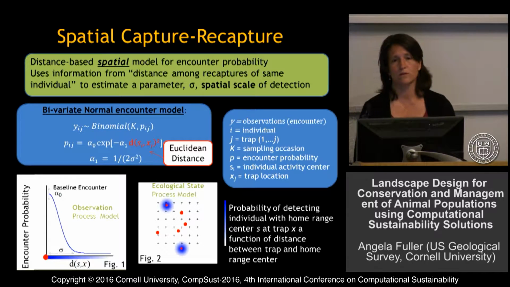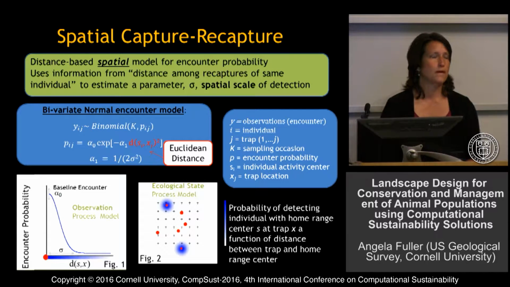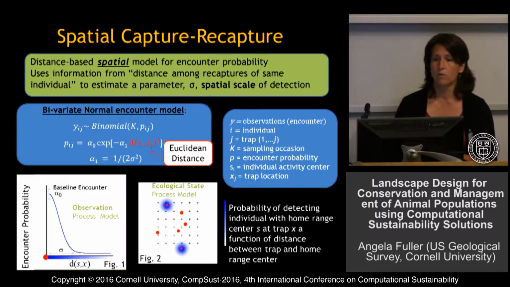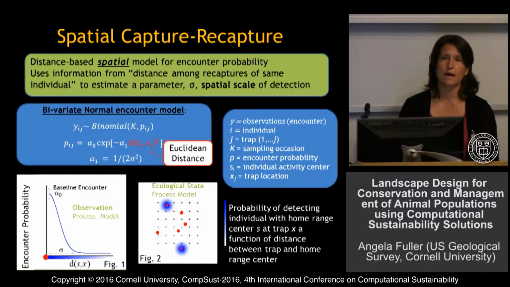So a brief overview of spatial capture-recapture models. Spatial capture-recapture models are hierarchical or state space models that have two different model components. One is an observation process model, and one is an ecological state process model. And if you look at the bottom left, this is the observation process model, which shows encounter probability of an individual, and it shows that the probability of encountering or detecting that individual declines as the distance between an individual home range center and a trap increases. So you're less likely to detect that individual if a trap is far away from the home range center than if the trap is exactly at the center of the home range.